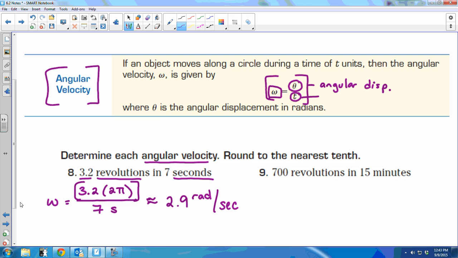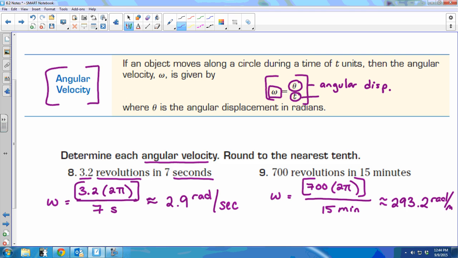All right, the second one, same thing. We need to change 700 revolutions into radians first, so we need to find that angular displacement. Once I have that, I divide by 15 minutes, and that is approximately 293.2 radians per minute. I wouldn't, because r can stand for radius. Any questions about these two examples or learning target 6?